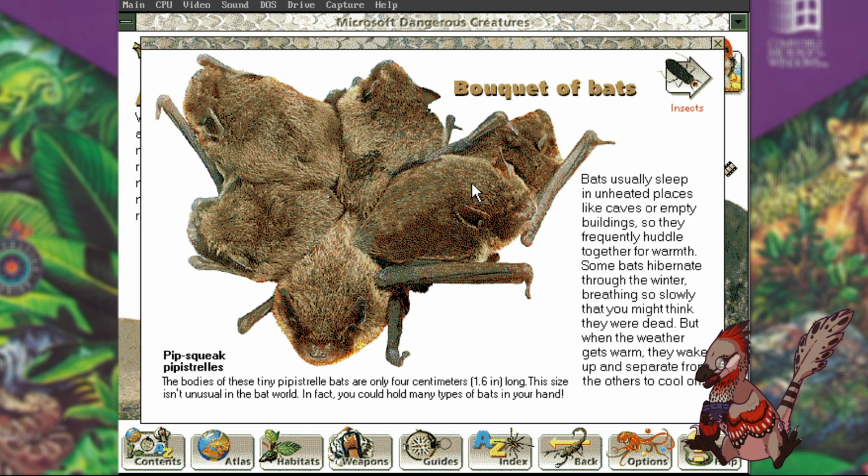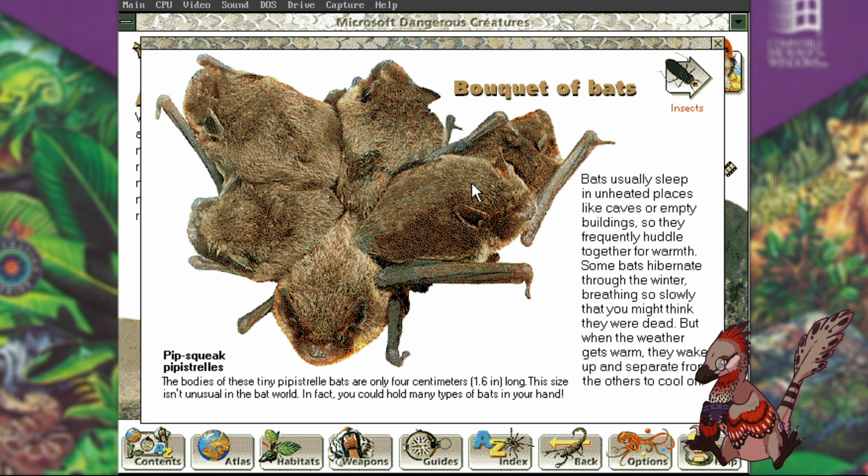Yeah, it is adorable. Bats usually sleep in unheated places like caves or empty buildings, so they frequently huddle together for warmth. Some bats hibernate through the winter, breathing so slowly that you might think they were dead. But when the weather gets warm, they wake up and separate from the others to cool off.